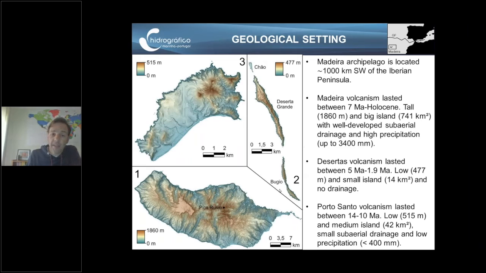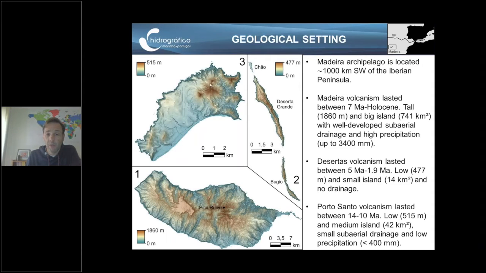So Desertas are these islands here. They are very small. They have been extinct for about 1.9 million years. So they are very low and small islands. As I said, they reach no more than 477 meters height, and they only reach 14 square kilometers, and they have no subaerial drainage at all.